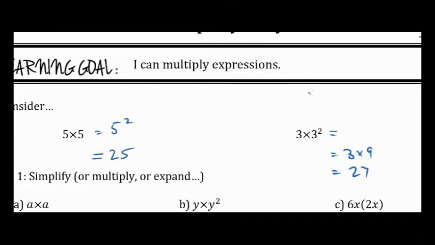Okay, I'm going to write it up here. 3 squared means 3 times itself. Right? Twice. If it was 3 to the 4, it'd be 3 times 3 times 3 times 3. So this is like 3 times 3 times 3. There's my 3 squared.